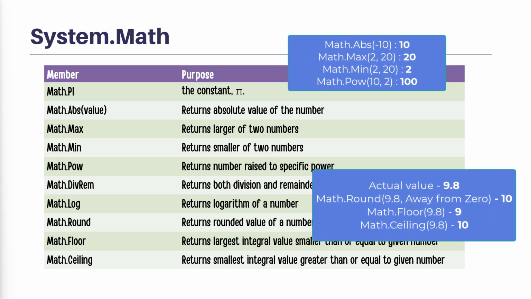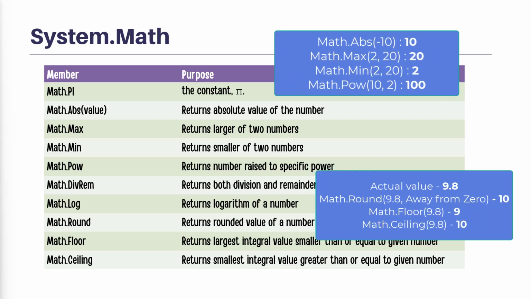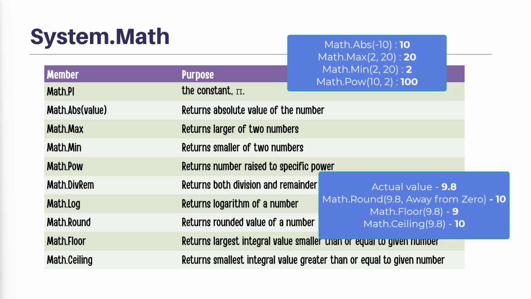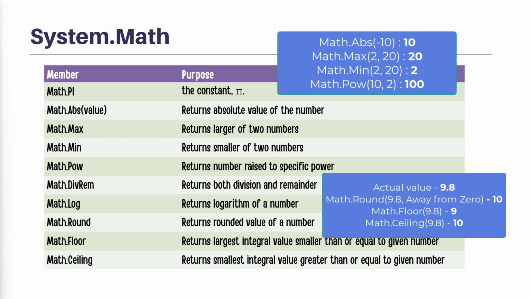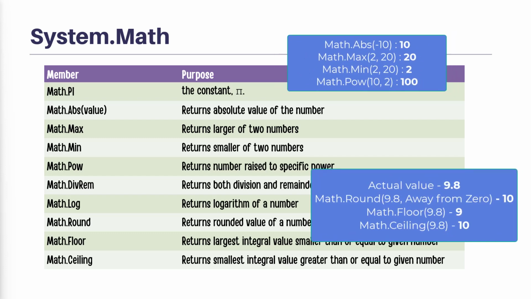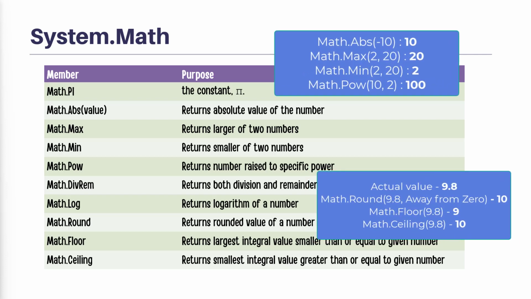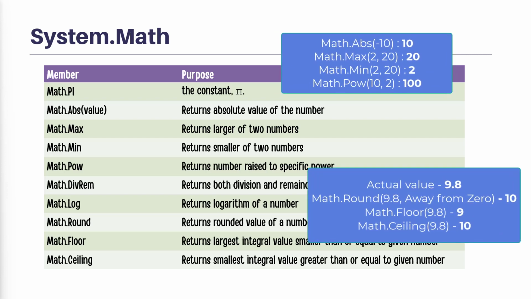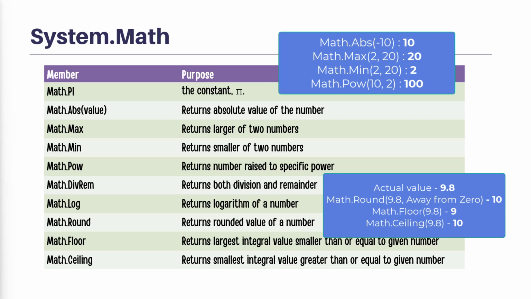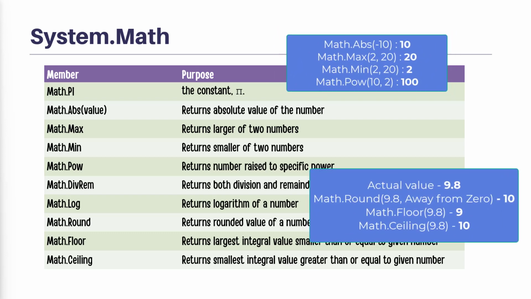For example, there is a method Floor which helps to calculate the floor of a number. The floor of a number is basically the largest integer value which is smaller than or equal to the given number with decimal point. For example, let's say the given number is 9.8, then the floor of that number is 9. Then there is another method to calculate ceiling of a number. The ceiling of any decimal point number is basically the smallest integer which is greater than or equal to the given number. For example, if the given number is 9.8, then the ceiling of that number is 10.